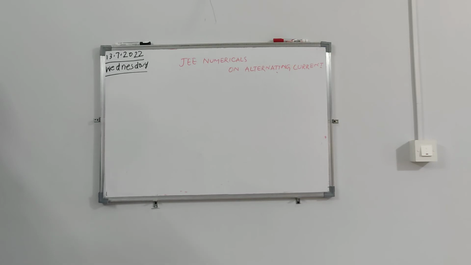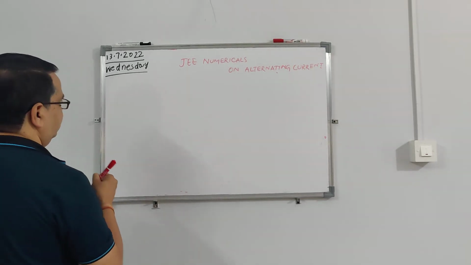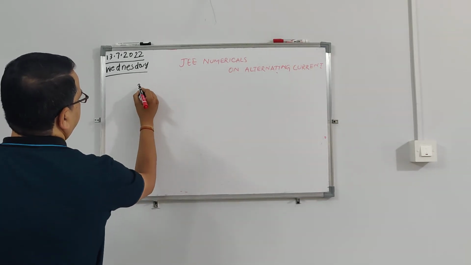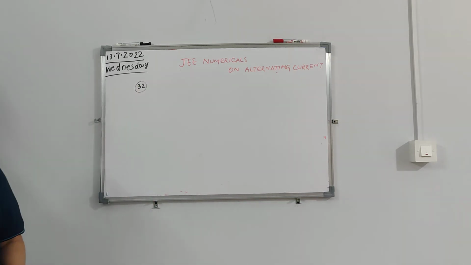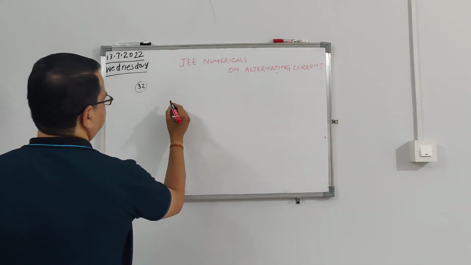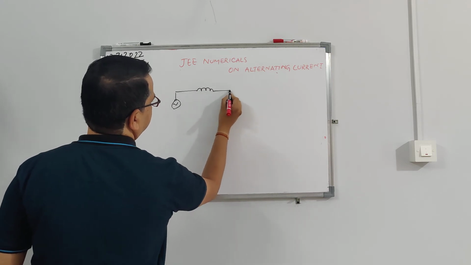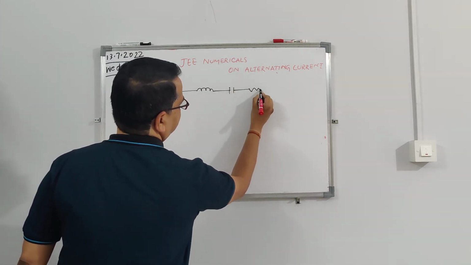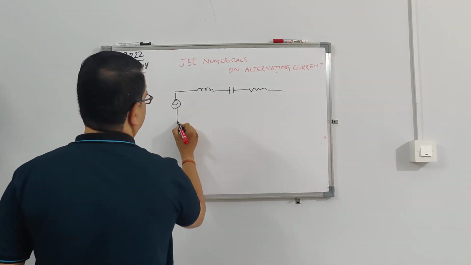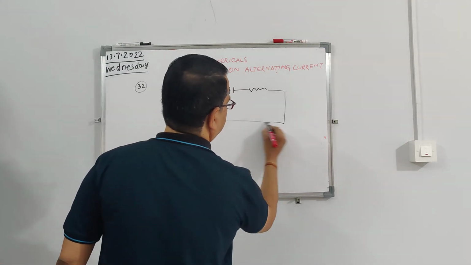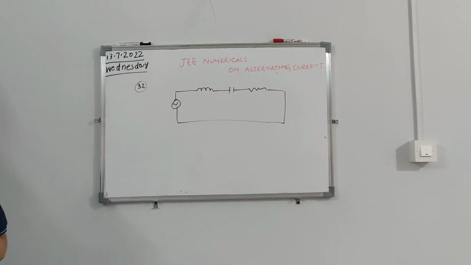This is an interesting question. Question number 32. In a series LRC circuit, you have an inductor, a capacitor, and a resistor, all in series.